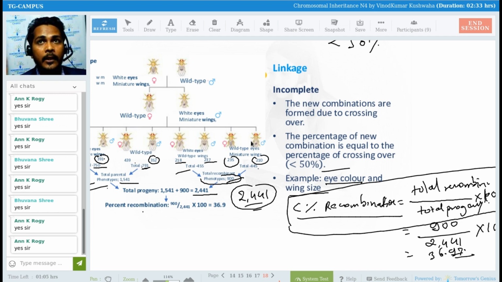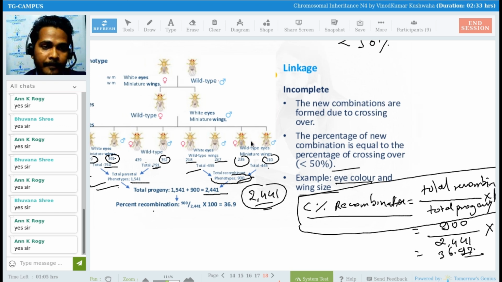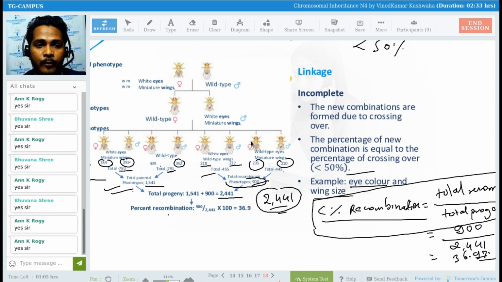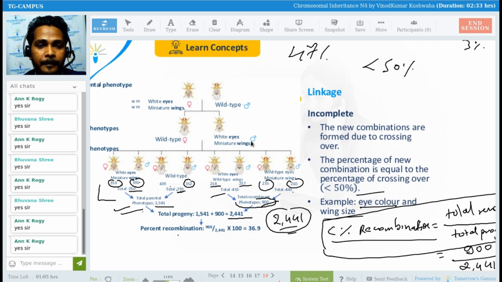So always keep in mind, recombination you will always get in incomplete linkage, not in complete linkage. Yes, tell me why. Why did I say the percentage of recombination you will always get in incomplete linkage, not in complete linkage? Why? Very simple question and you have to respond to it.